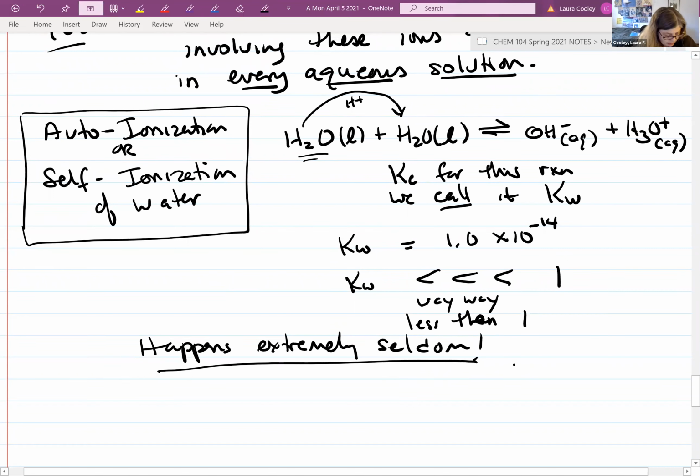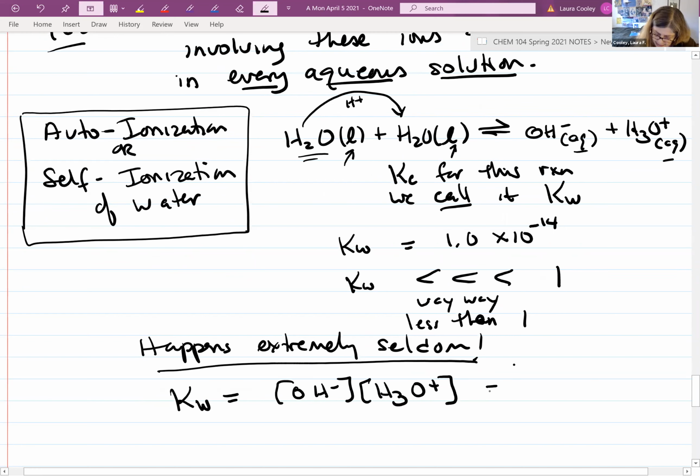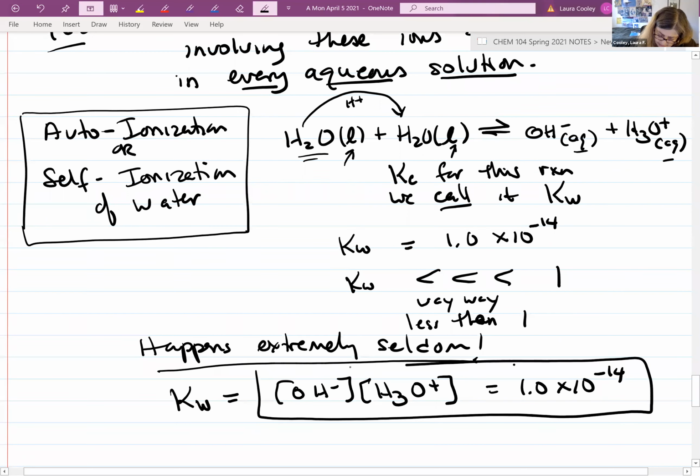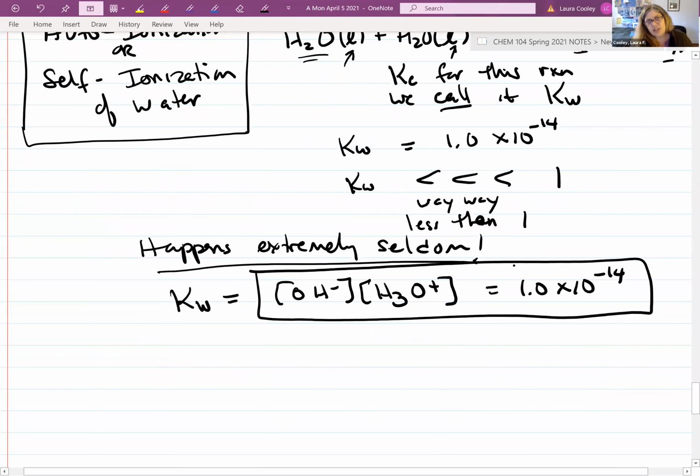But look at what happens because of this equilibrium constant. Notice this is liquid on liquid. The only things that are not liquids are OH minus and H3O plus. So Kw equals those two concentrations multiplied by each other. And that equals 1 times 10 to the negative 14th. So that is the relationship between H3O plus and OH minus concentration.